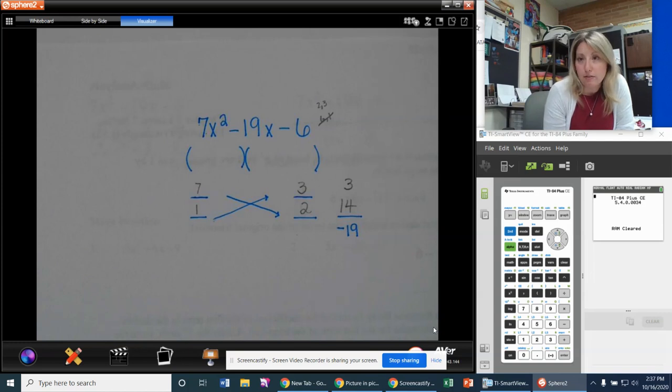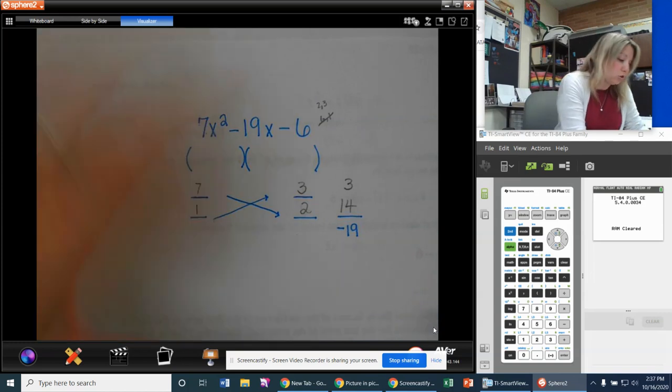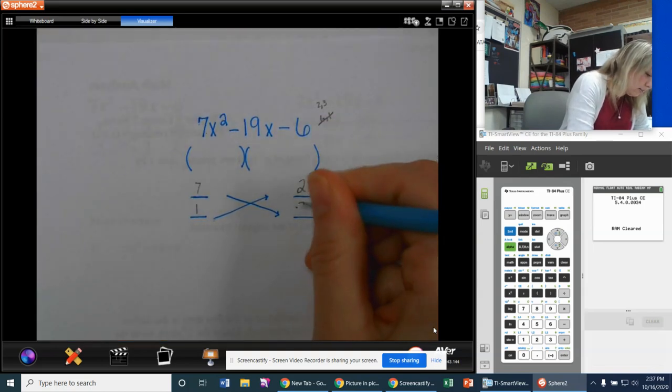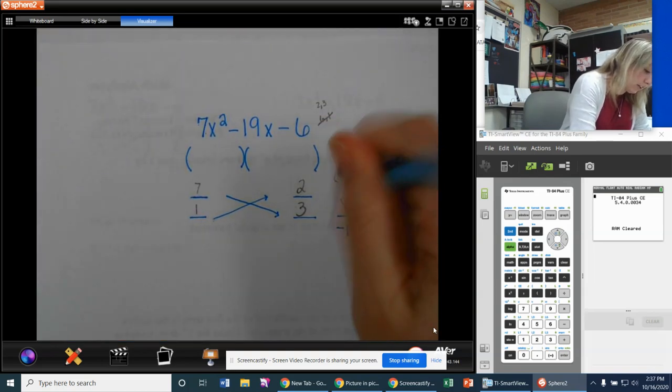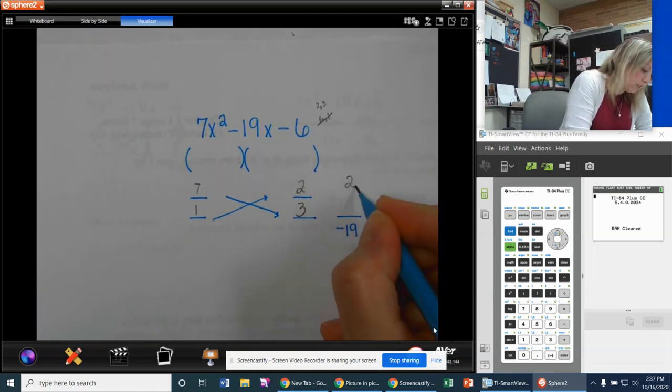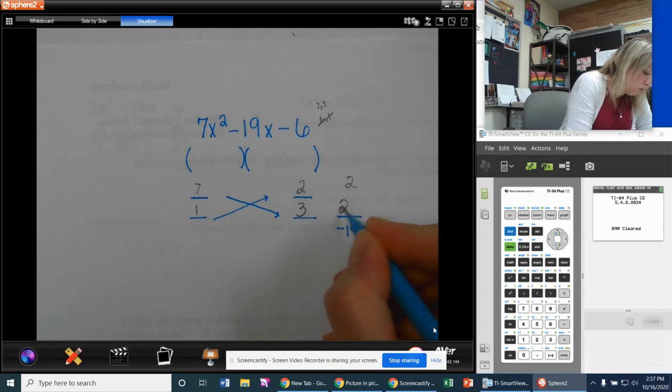3 minus 14 is 11. So that way didn't work. So it must be flipped this way that works. And let's try it. 1 times 2 is 2. 7 times 3 is 21.